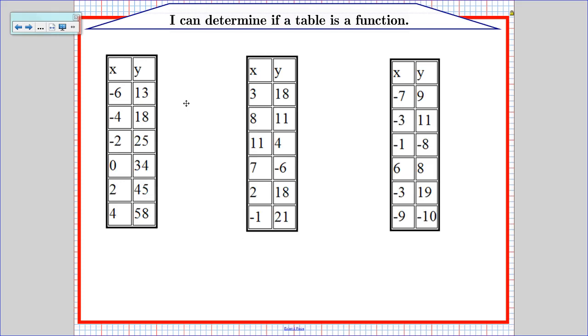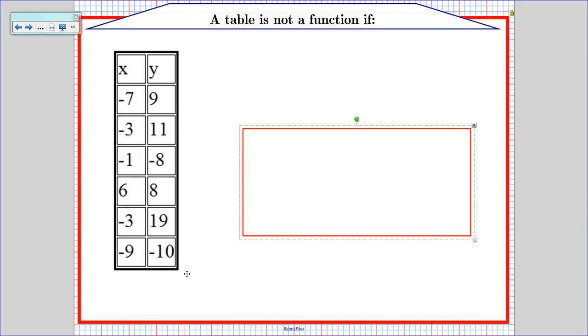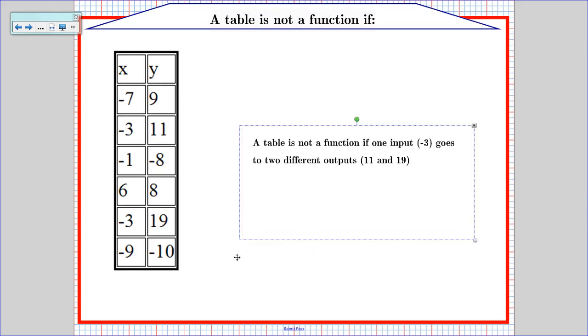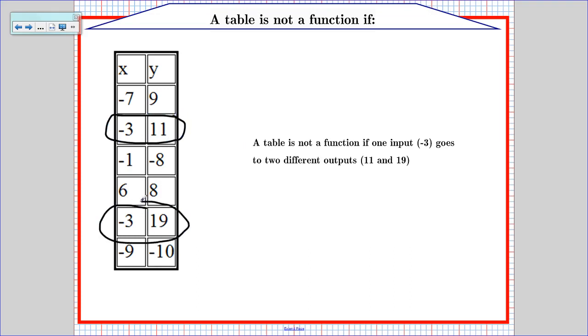The next skill is to determine if a table is a function. One of these three tables is not a function. Can you determine which one? All right, a table is not a function if one input goes to two different outputs. In this case, the input of -3 goes to two different outputs, 11 and 19. That's not a function.